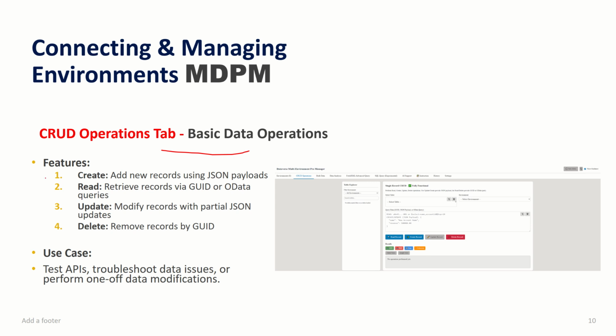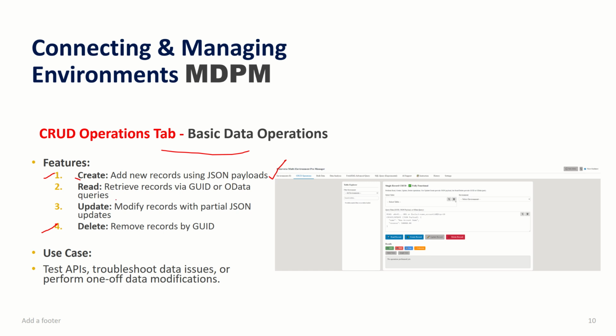In this tab, you can achieve four different things. The first one is create, where you can add new records, be it JSON or text files, into your Microsoft Dynamics 365 application, which, some of you might know, has Dataverse sitting behind the scenes. You can use our application to write new data into it.